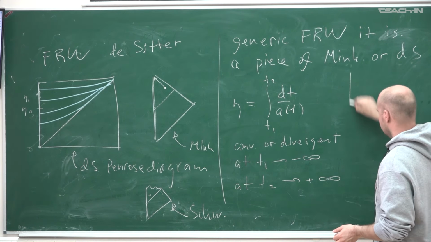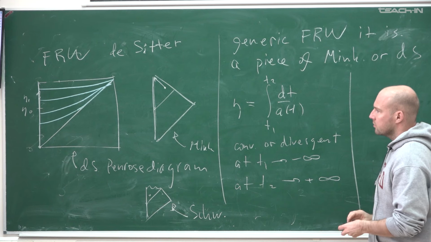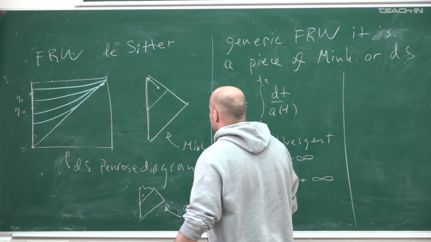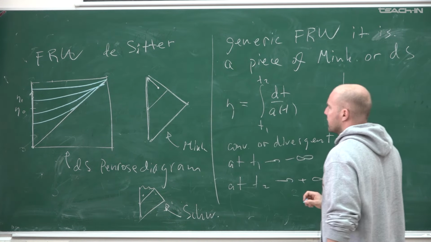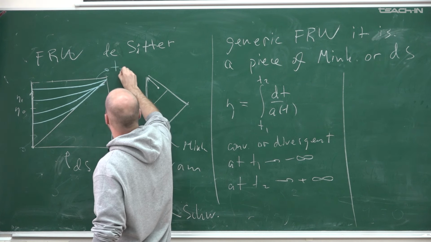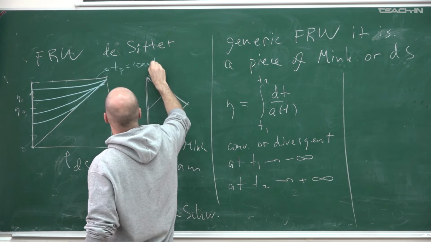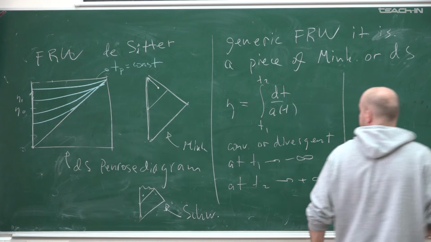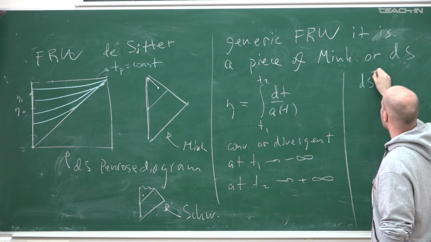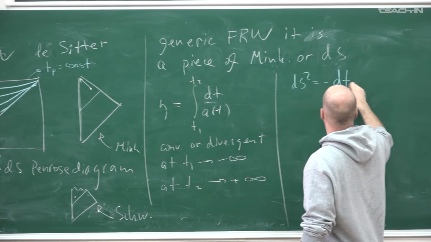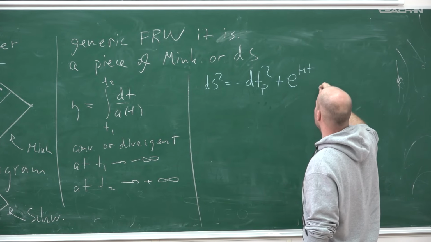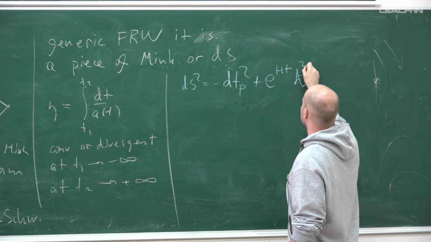Blue lines are the lines of, let me call it, T Poincaré equal const. And now let me write down what the metric is in this blue slicing. The metric is minus dt Poincaré squared plus e to the Ht dx squared.